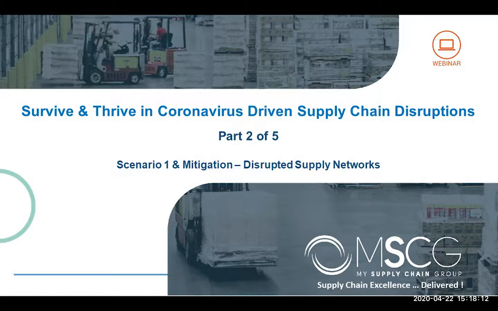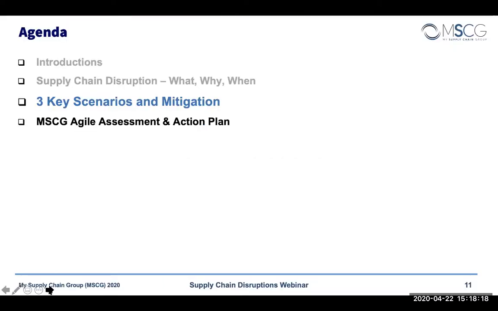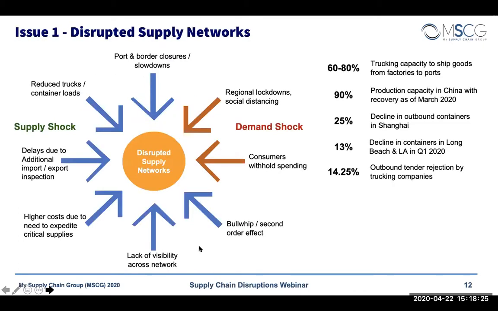So I will hand it over to Odell now, and he will take us through the three major significant disruptions we talked about: the demand shock, the supply shock, and the supply network disruptions. And he will take us through several examples. Over to you, Odell. Okay, thanks much.